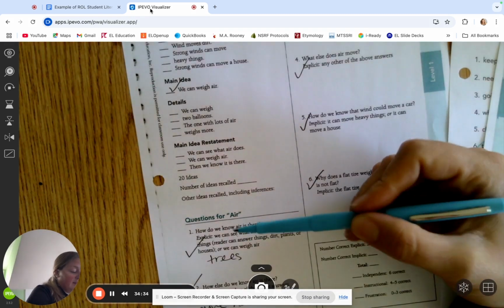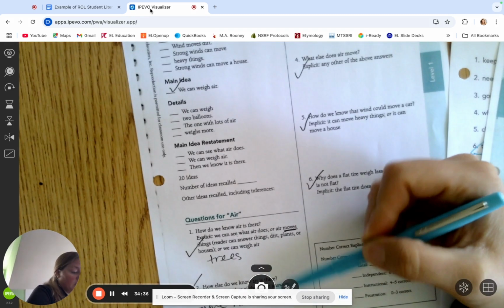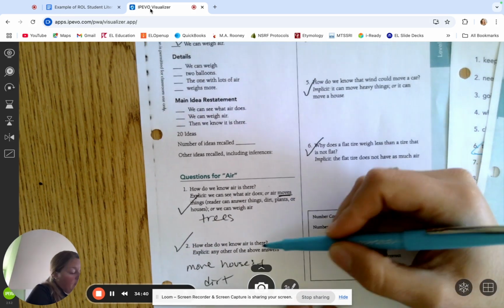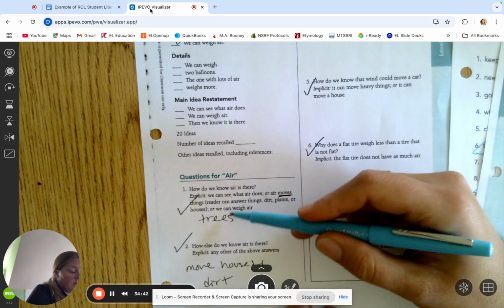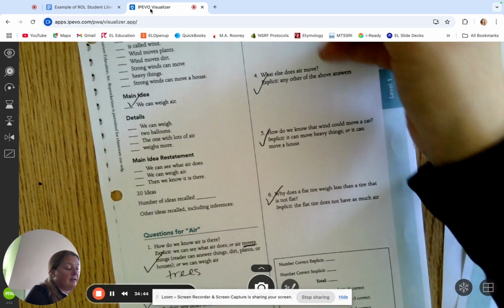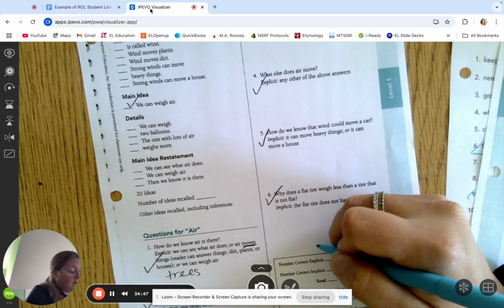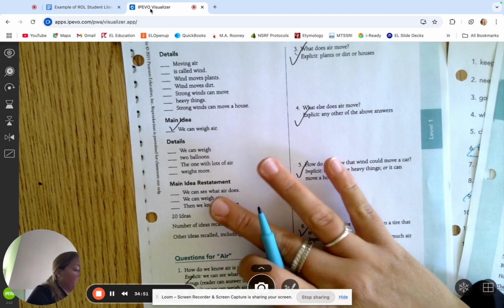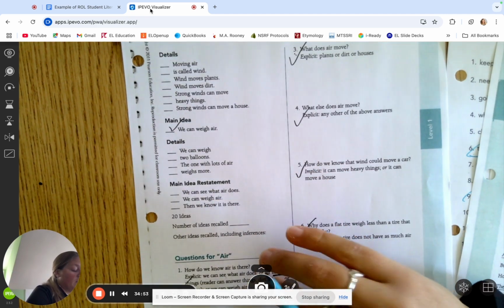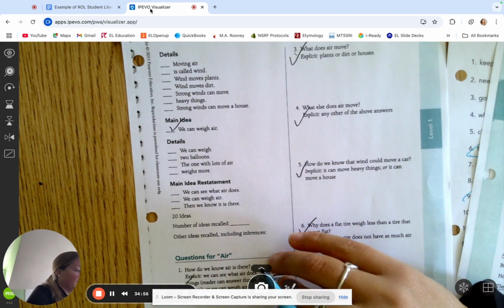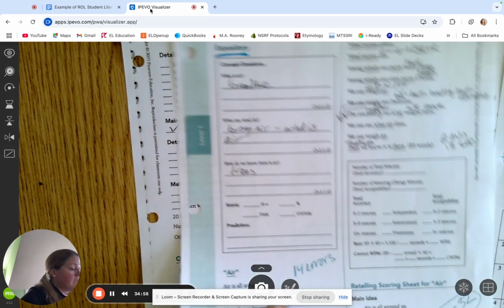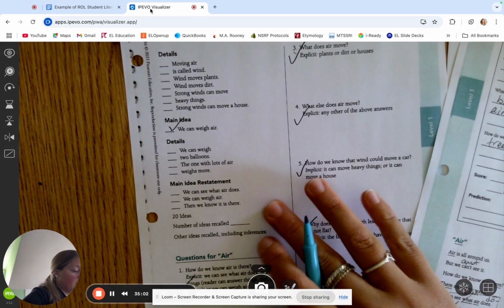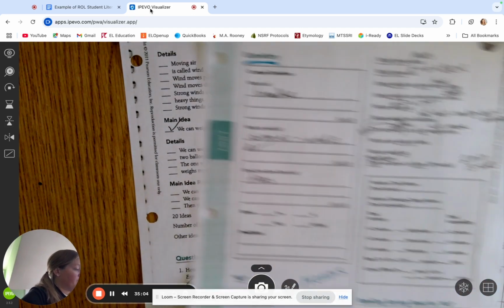But then when I asked him the very specific questions that we have from the QRI, how do we know air is there? How else do we know air is there? He was able to recall without looking back, and he got them all correct. So his comprehension was there. But it was interesting to me, he couldn't generate it himself, but he could pull the information when asked. He could remember it. So maybe he doesn't know how to give a retell. Maybe he doesn't know how to give a summary. That could be something I work on with him.